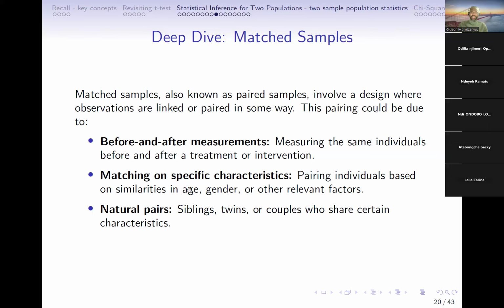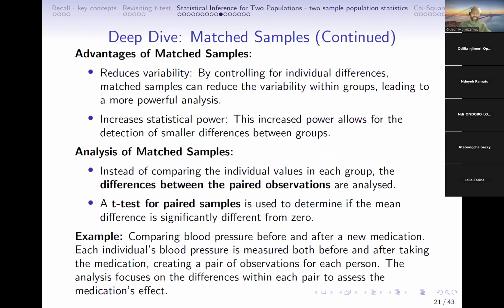It could also be study characteristics, matching on specific characteristics. The same individual with age in one group, the same individual with gender, so you still have a matched sample. You may have natural pairs. If you're doing a study where one group is one side of siblings and the other group is the other side, or it's a couple, one group is male and one group is female, then you also have a matched sample.